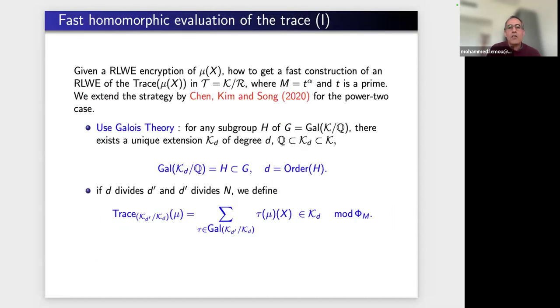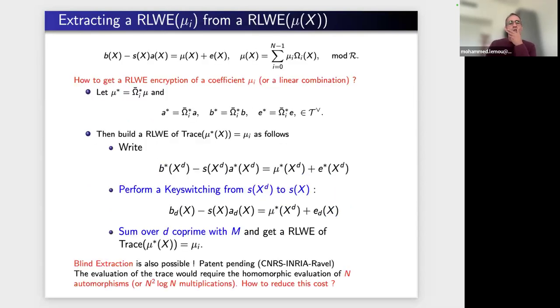Okay, let me now talk about how to extract a ring LWE of mu I from a ring LWE of mu, not LWE of mu I, ring LWE of mu. Then you need something else, because I will just show you briefly how to do it. You have an RLWE of mu here. What you do is just multiply it by omega I star bar and call this mu star, okay?